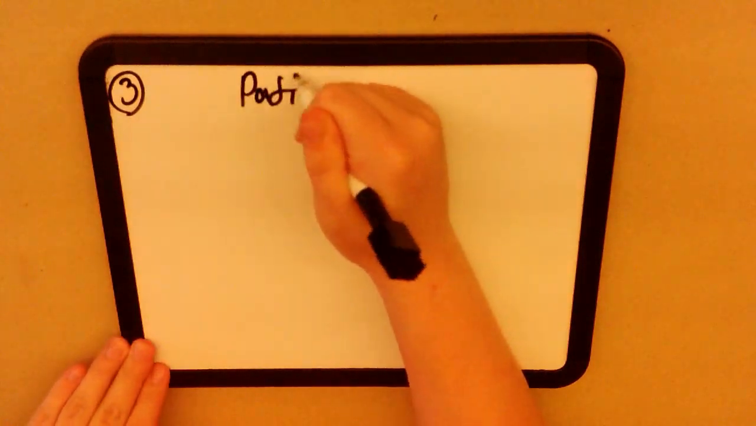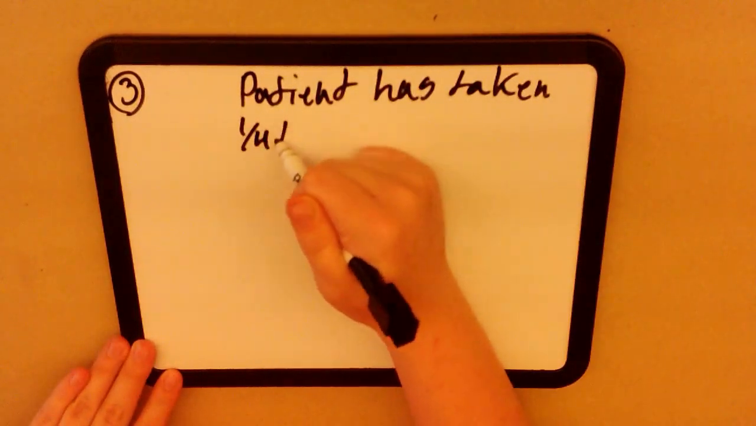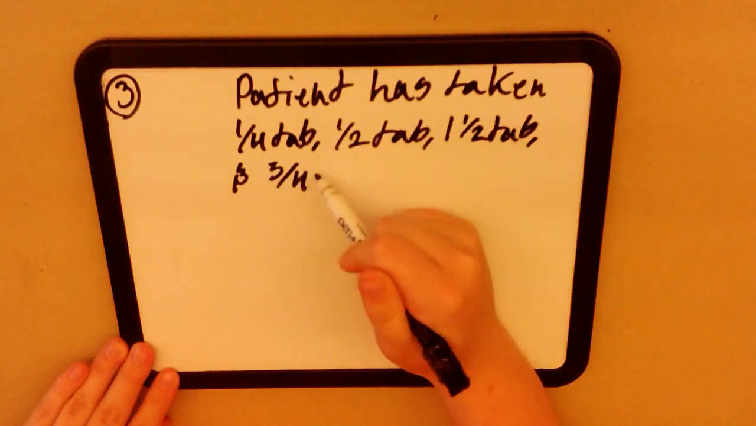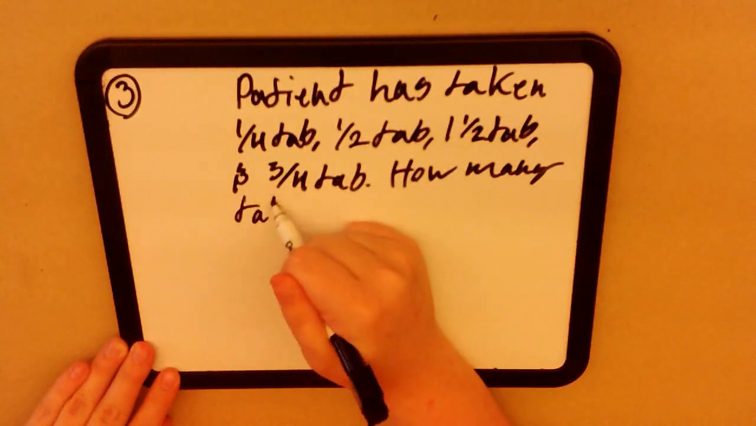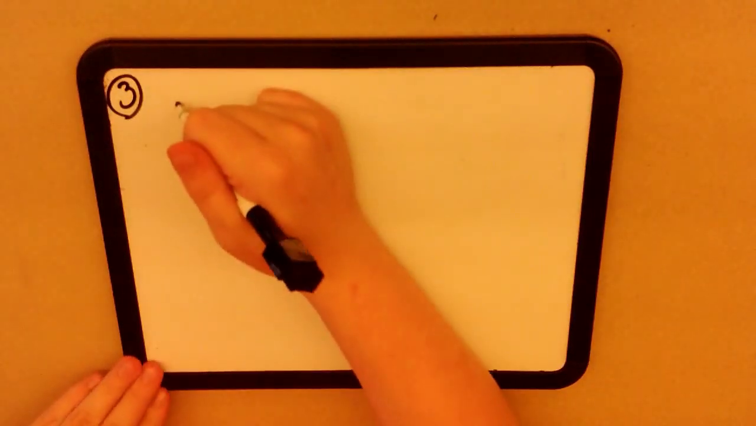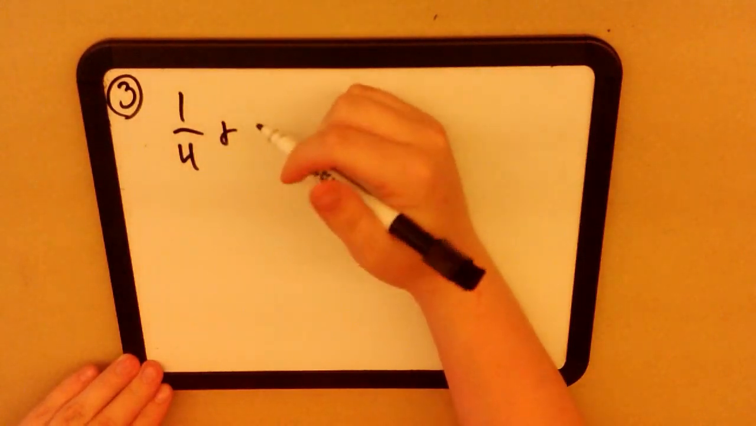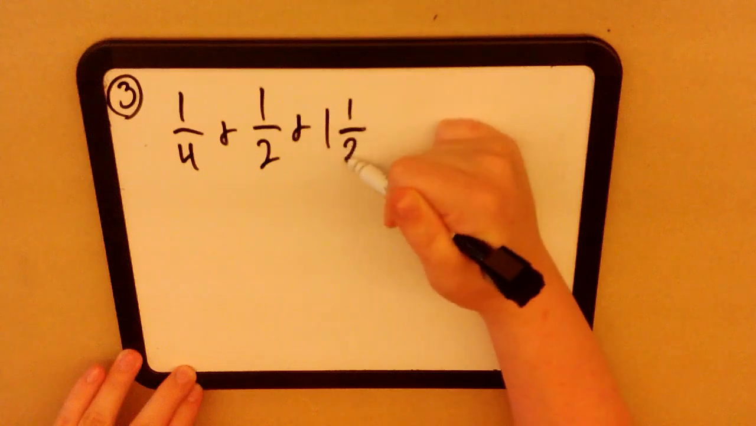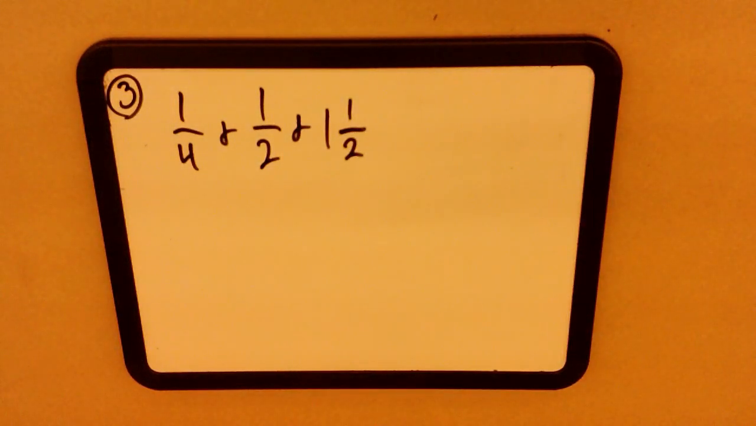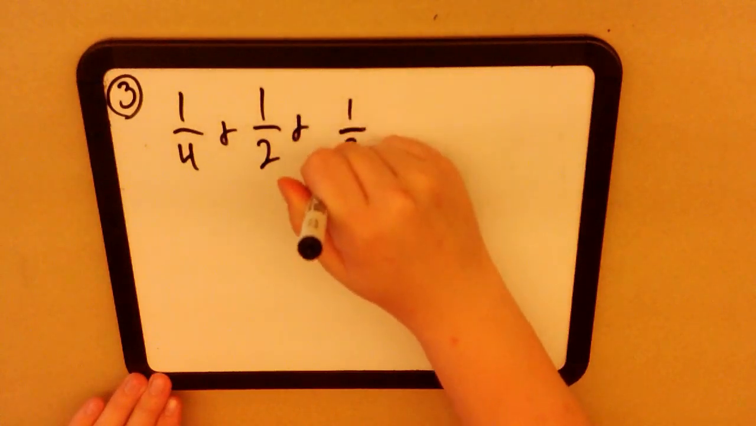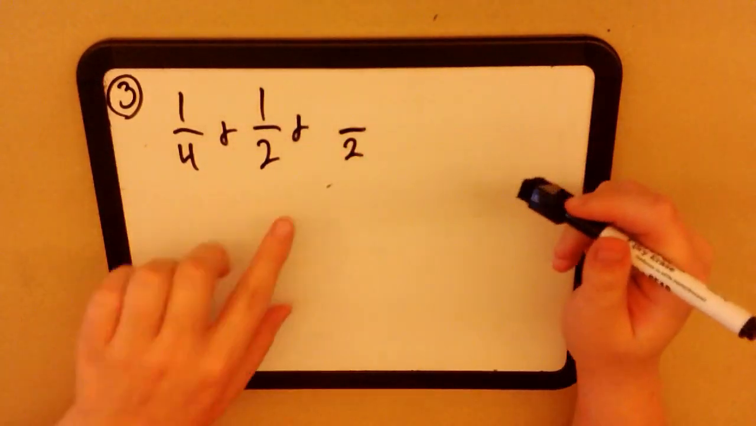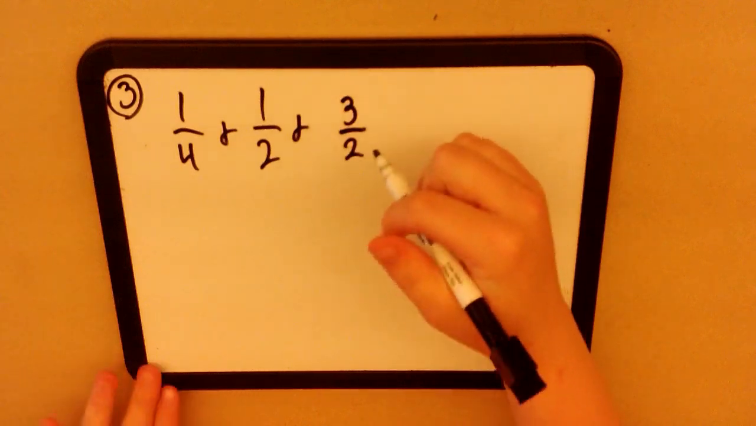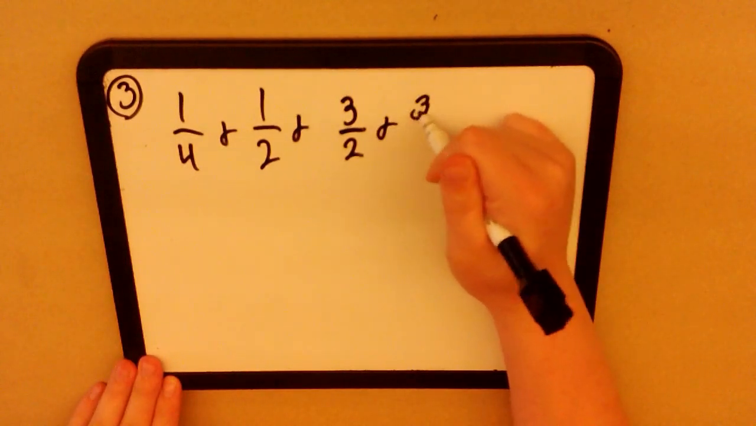Now we are going to look at question number 3, which is a patient has taken 1/4, 1/2, 1 1/2, and 3/4 tablet. In total, how many tablets has the patient taken? And so first we are going to write out 1/4 plus 1/2 plus 1 1/2, but I would prefer to write this in 3/2. So that's what I'm going to do. I'm going to end up erasing that and putting it as 3/2 instead of 1 1/2. And then we are going to add 3/4.